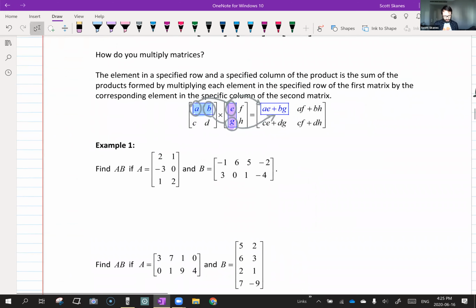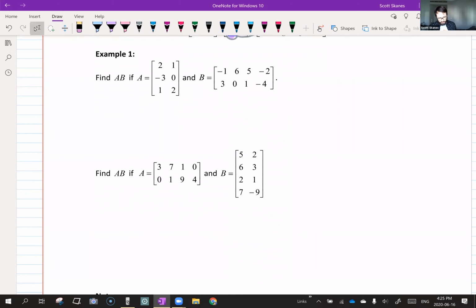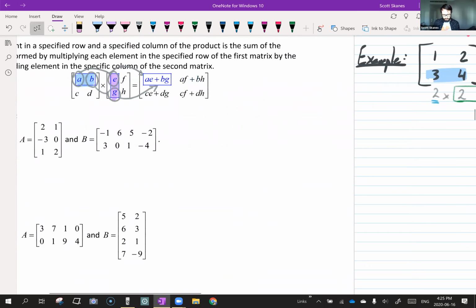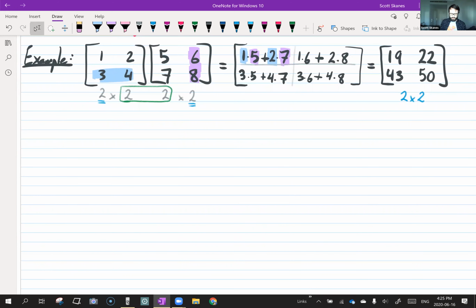Let's do another one. Let's do a bigger one. And this one doesn't give us a lot of space, but we'll work with what we're given. So AB. We want to multiply AB. This is a multiplication. Okay, A times B.